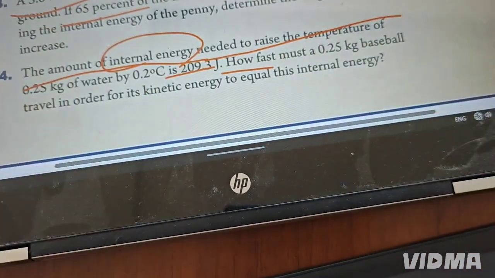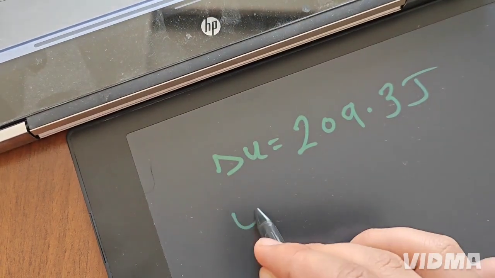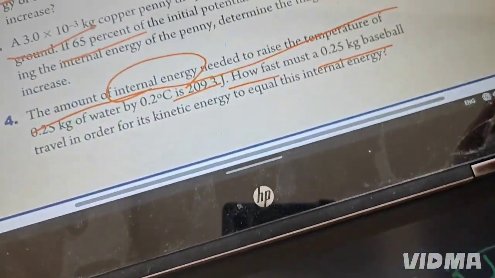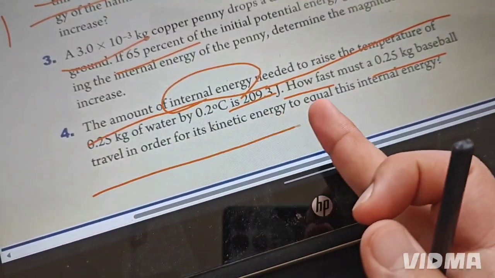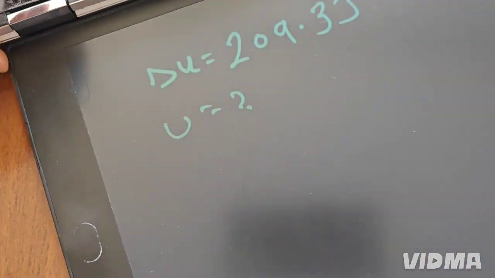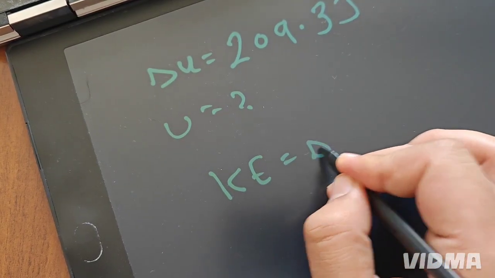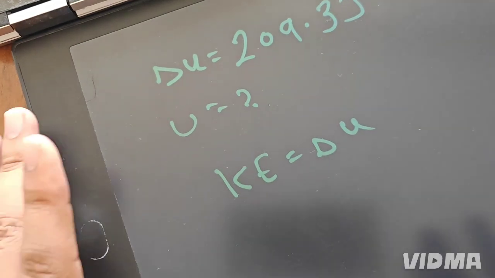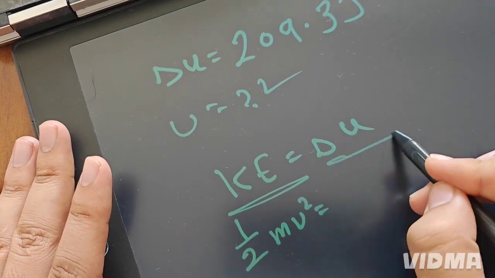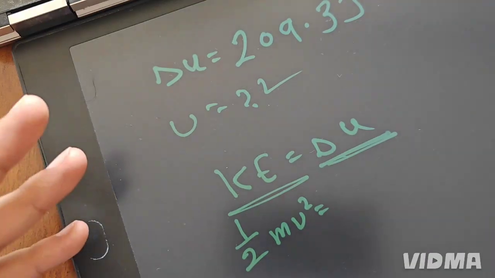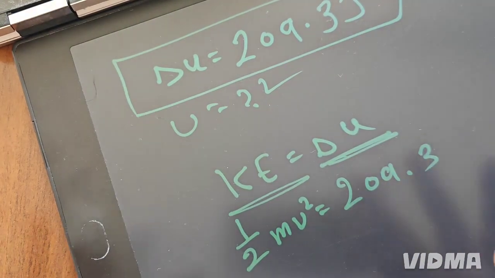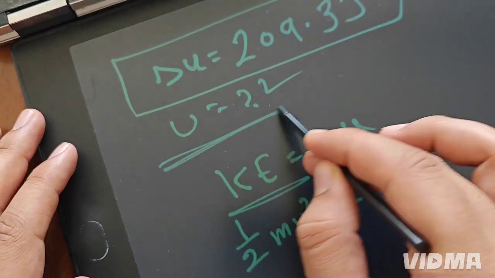The question says find the speed v. How fast must a 0.5 kilogram baseball travel in order for its kinetic energy to be equal to this? This is important. Kinetic energy is equal to internal energy, so we have to use this relationship. The question says find velocity. What was the rule of kinetic energy? It was 1/2 mv squared. And where is the delta U energy? The question gave us the value of delta U, which is 209.3. So we have the internal energy in that question.